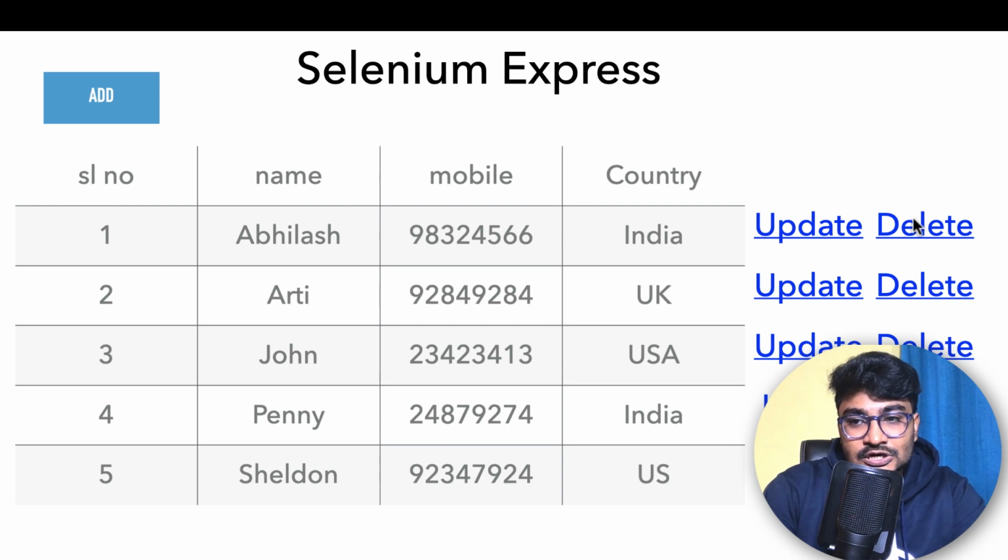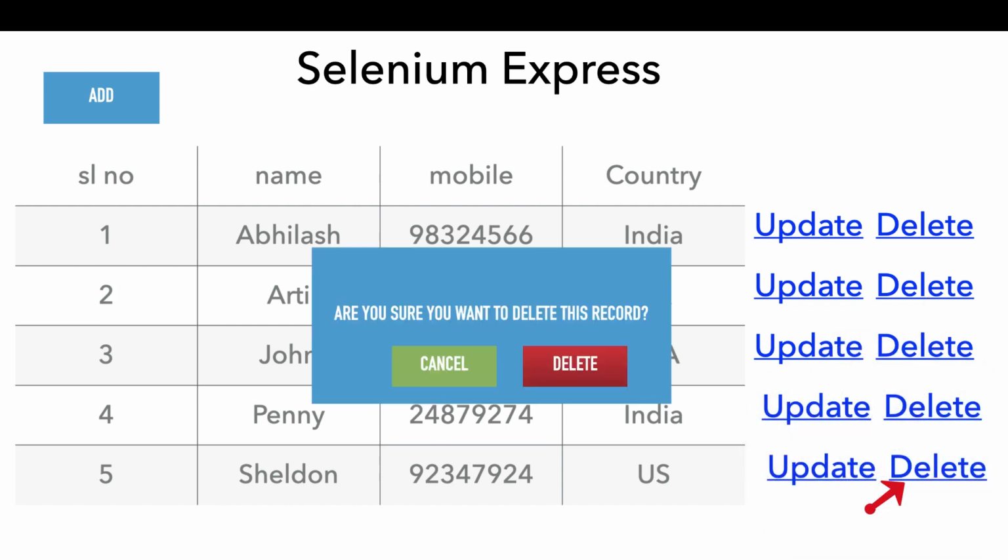Once a user clicks on delete, it is going to prompt: are you sure you want to delete this particular record? Once you say cancel, it will not delete. Let's say somebody hit that button by mistake, we will not delete that.